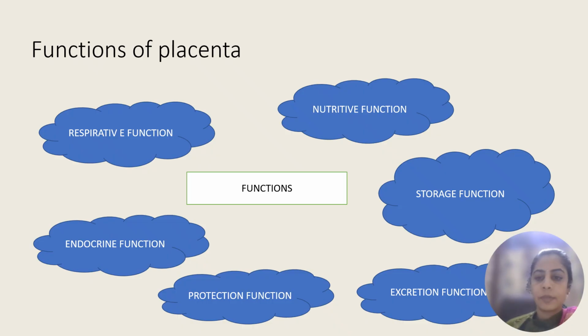Okay, let's see the functions of placenta. So placenta plays a very major role in the development of fetus, mainly respiratory function, nutritive function, and storage function, excretional function, and also protective function and endocrinal function. Let us discuss in depth about the placental function.